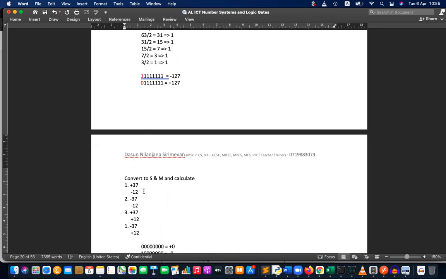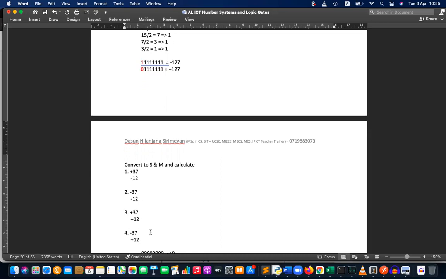So why is the plus or minus given? If you give a number, can't we directly tell? If you give 37 instead of putting the plus, yes, you can write 37, that's okay. But here this focuses on sign, that's why I gave the plus. You can put 37, minus 12, that is also okay. But minus numbers you have to write with minus.